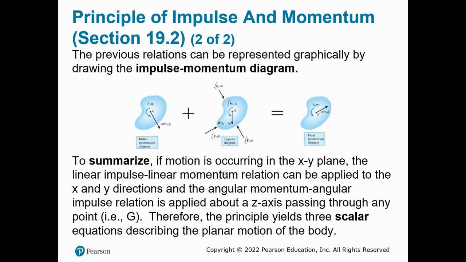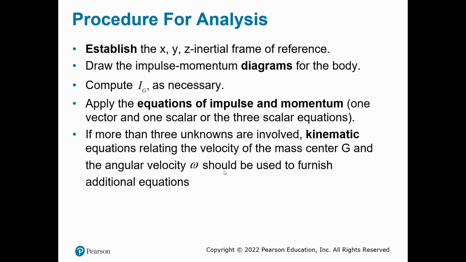The previous relations can be represented graphically by drawing the impulse momentum diagram. Initial momentum plus the impulse gives me the final momentum. To give you a quick summary: if the motion occurs in the xy plane, the linear impulse and linear momentum relation can be applied in the x and y directions, and the angular impulse and angular momentum relation is applied about the z-axis passing through any point. This point can be G, or any other point as well. Therefore, the principle yields three scalar equations describing the plane motion of the body.